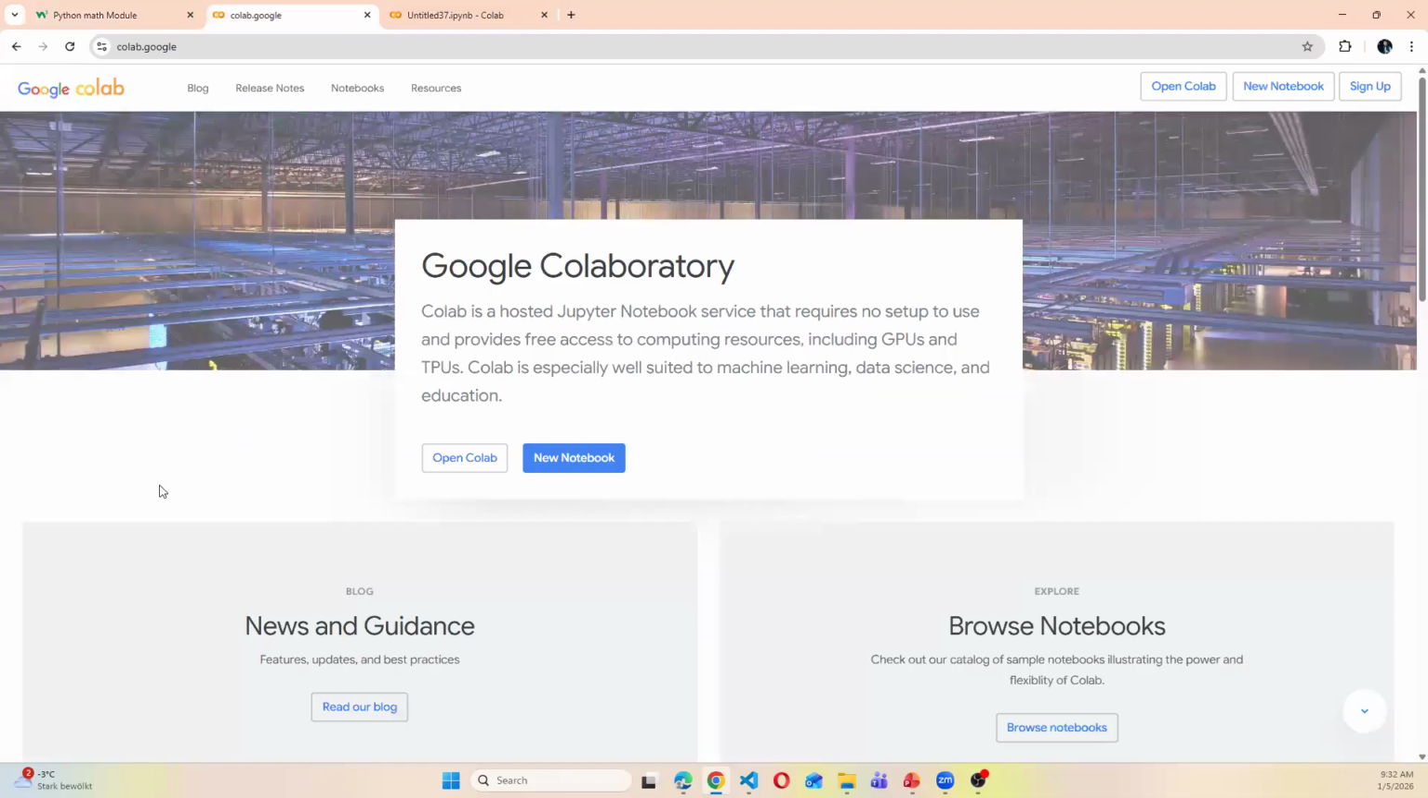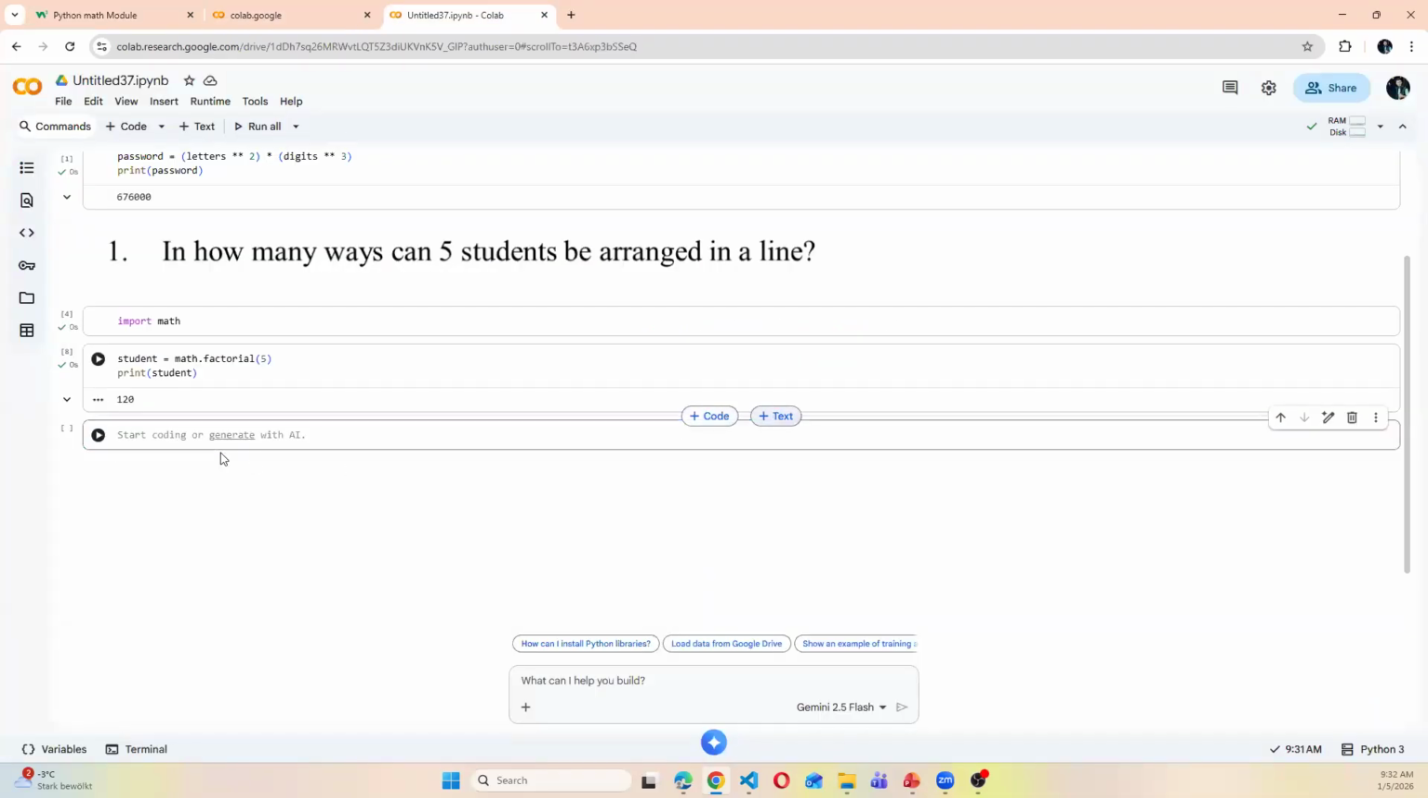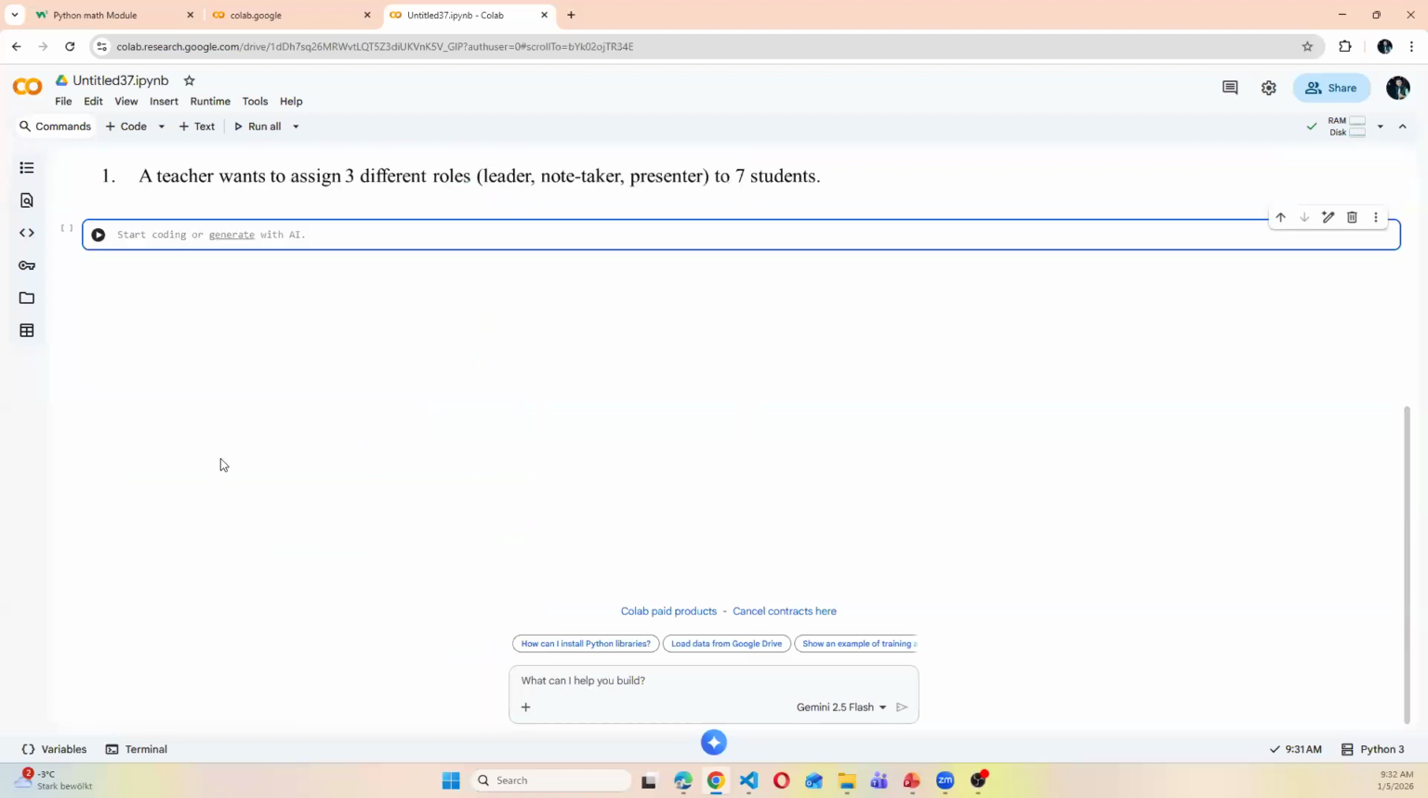Now for this second question, let's see. It's written that a teacher wants to assign 3 different roles: leader, note taker, and presenter to 7 students. Which method is it? Is it permutation, combination, factorial? I think it's permutation, sir. Yeah, permutation, you are right. Not combination, permutation, because order matters here. You can have leader, note taker, and presenter. So that's why we use permutation.